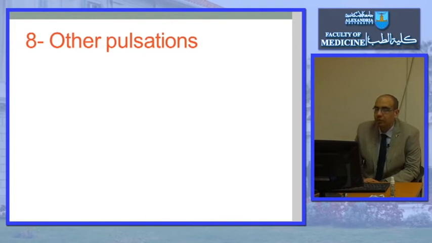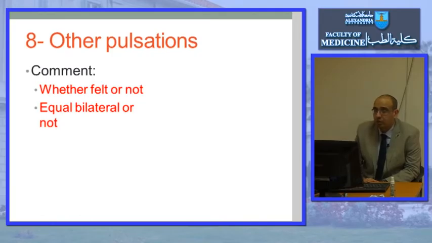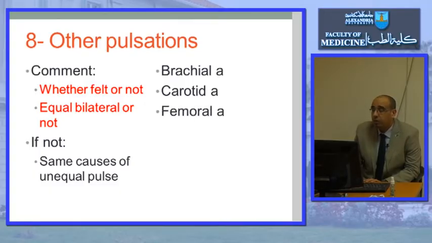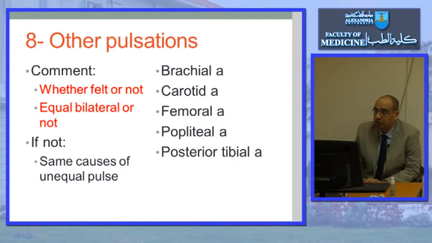The last item to comment on during our examination for pulse is the other pulsations. I should comment whether I felt other pulsations or not, and whether they are equal bilaterally. Of course, they should be felt and be equal in normal situations. If not, I should think of causes of unequal pulse. For peripheral pulsations, we examine the radial artery, but I should also examine the brachial artery, carotid artery, femoral artery, popliteal, posterior tibial, and dorsalis pedis.